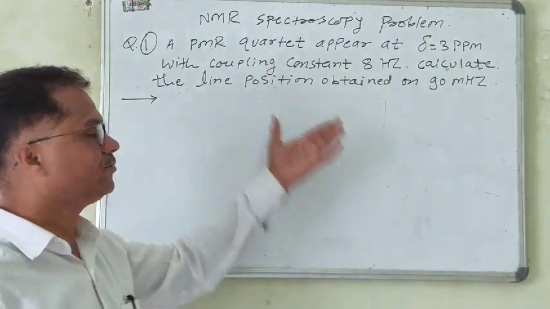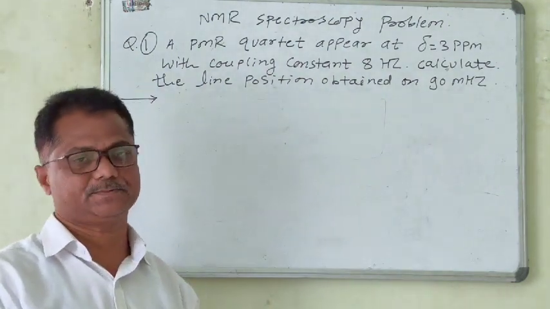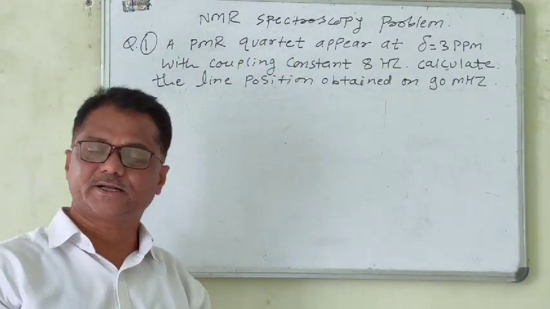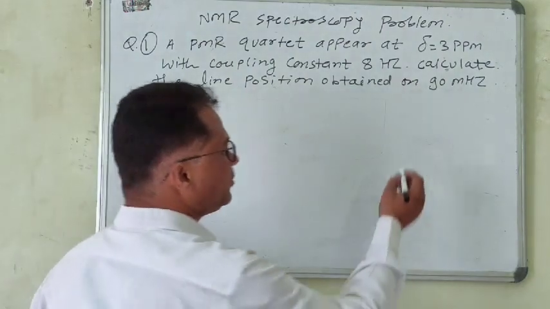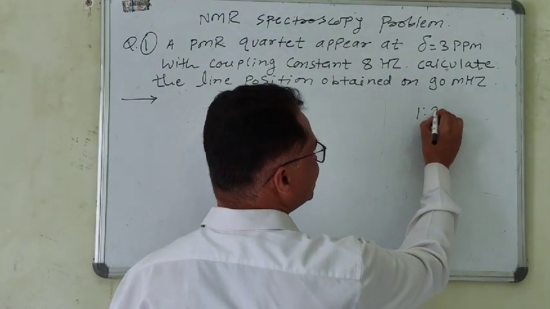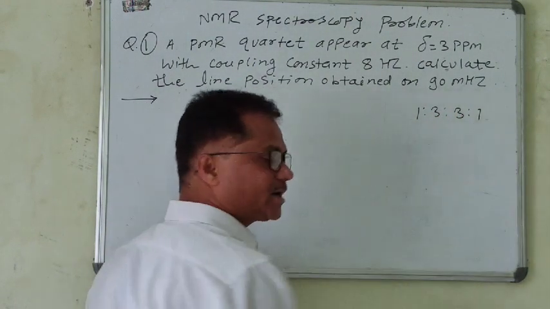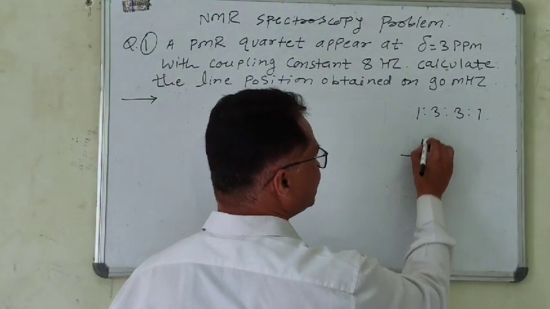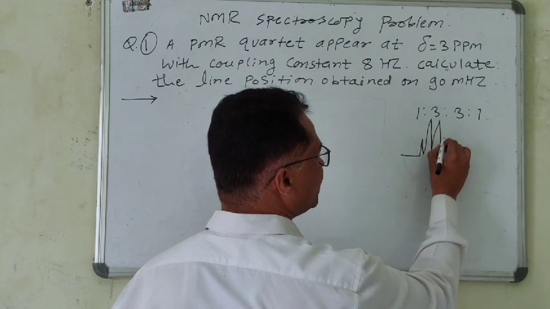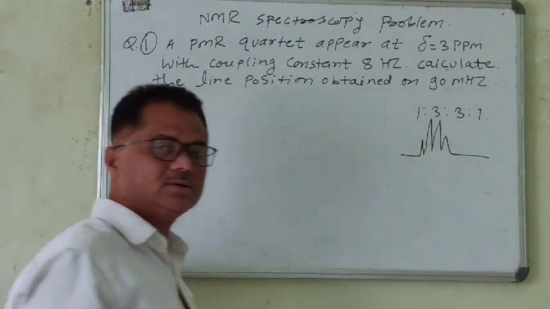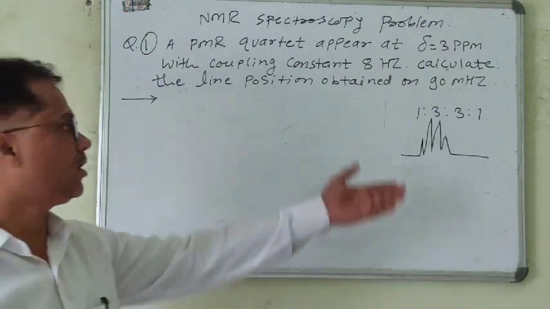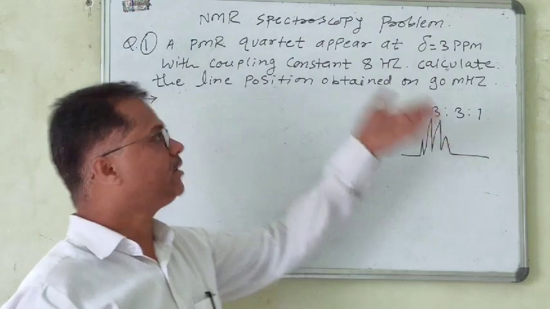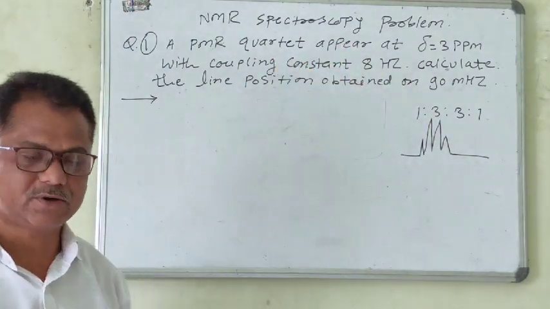So for that purpose, we have to use the chemical shift formula. What are the things given here? That is quartet. Quartet is the signal. The peaks obtained for the quartet are in the ratio 1:3:3:1. This is the simple ratio for the quartet, that is, we are getting the signal like this, with the inner peaks three times more in height. So this is the peak position of a quartet. What are the line positions of this quartet? We have to find it by using the chemical shift formula.